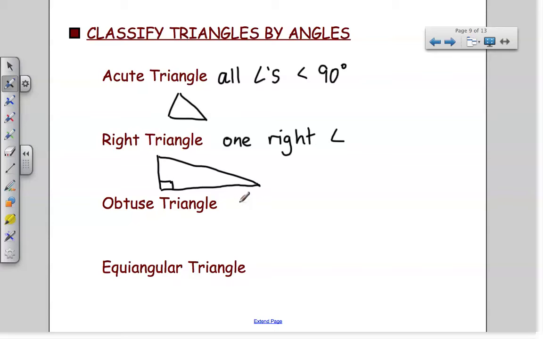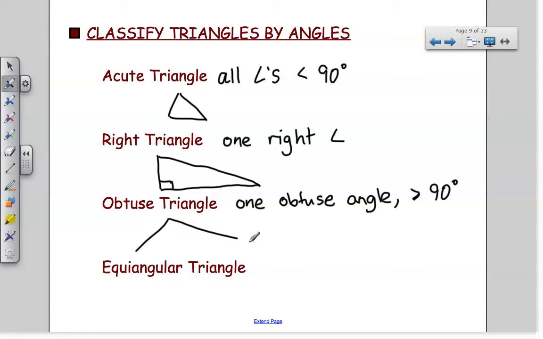And for the same reason, an obtuse triangle can only have 1 obtuse angle. There can only be 1 angle in a triangle greater than 90 degrees, because if you had more than one greater than 90 degrees, you're already over 180. The third angle wouldn't be able to be anything. So this angle is definitely greater than 90, making it an obtuse triangle.